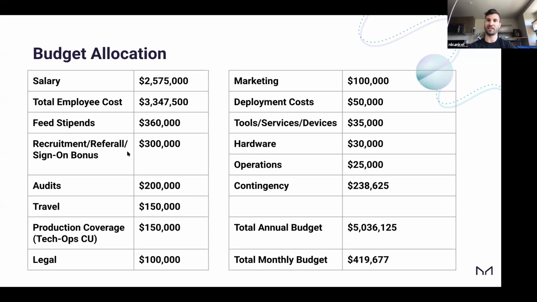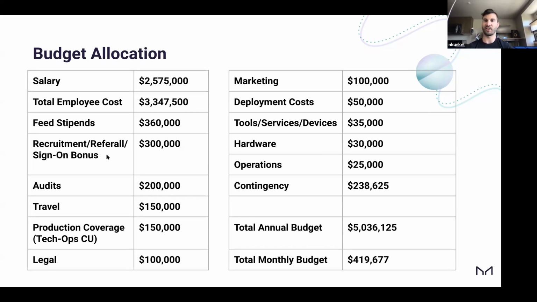And really, this is like a one-time kind of cost, right? You don't have to keep paying recruiters after the one-time payment. Referrals are a one-time payment, right? Sign-on bonuses are a one-time payment. So we expect that to drop off in subsequent budgets.